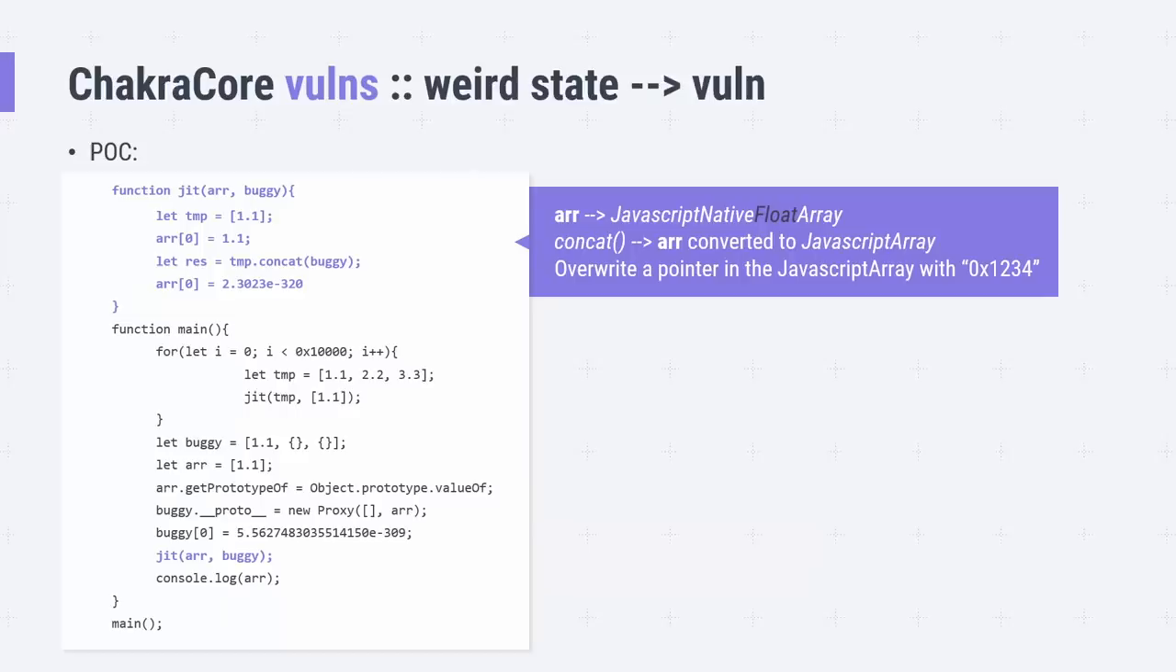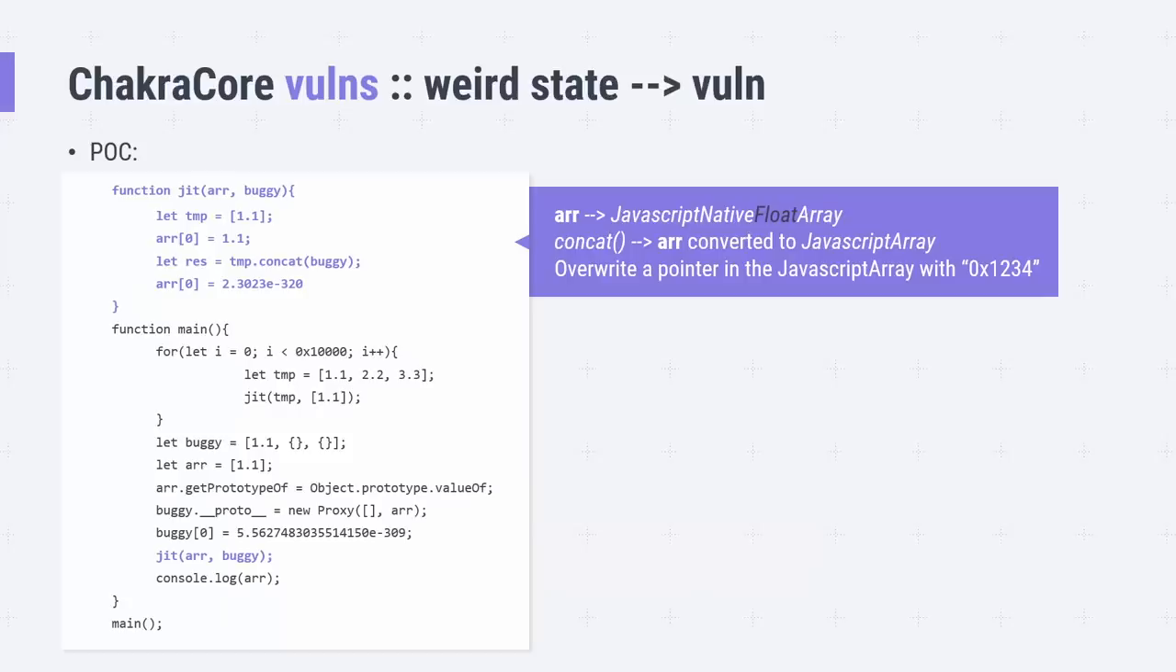And then we call the concat function on temp, and we give it the buggy as an argument. This will essentially loop through all of the prototype chain, and one of the prototypes in the prototype chain is the proxy, as we can see here. And when we call the getPrototype for the buggy, we get the proxy. When we call the getPrototype for the proxy, we invoke the getPrototype for arr, which will return us the arr.